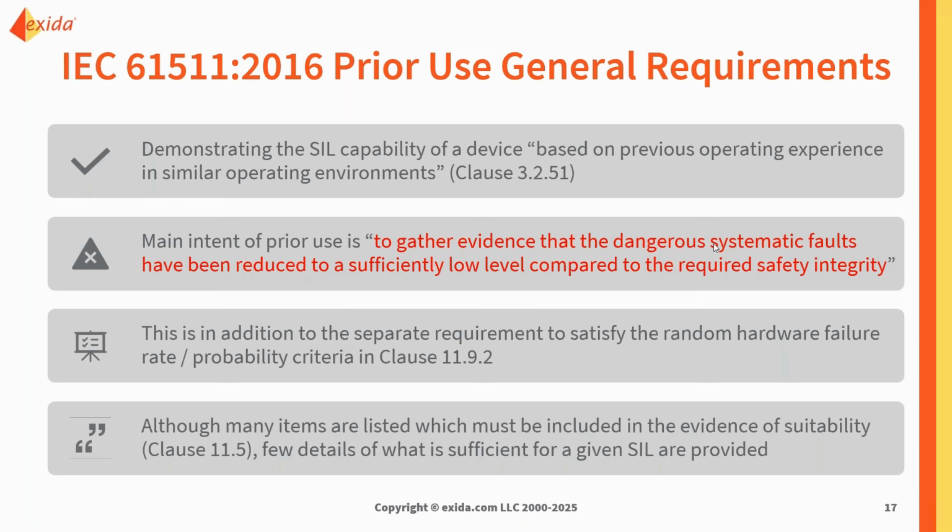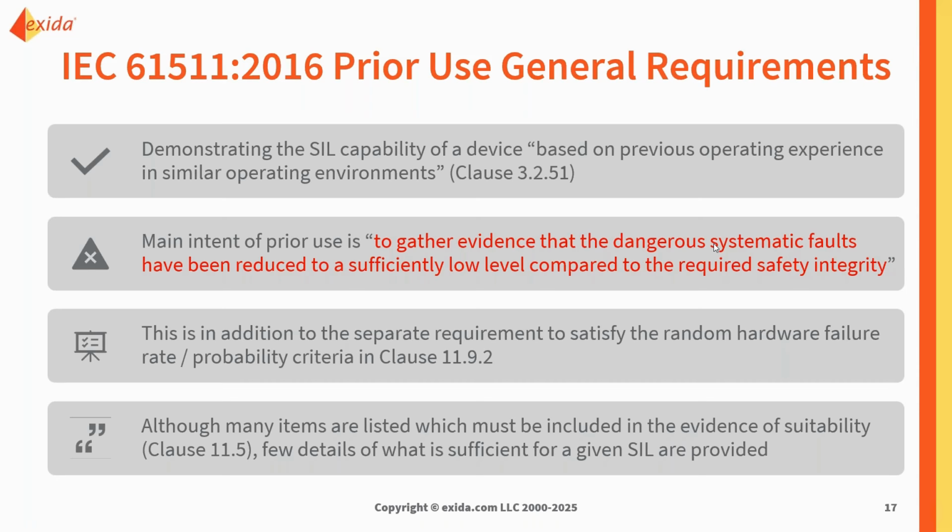And if the end user doesn't have the information, you have to go back to the manufacturer. Unless you're a big user of their device, they might not be too willing to help, at least unless you pay them. We've helped companies do prior use justification, and it's not necessarily straightforward and easy, and it can be time consuming. This has to be done in addition to making sure we meet the random requirement. Remember, we still have to meet the random failure rate requirement, so we would have to do a calculation on that or get the information from the manufacturer.